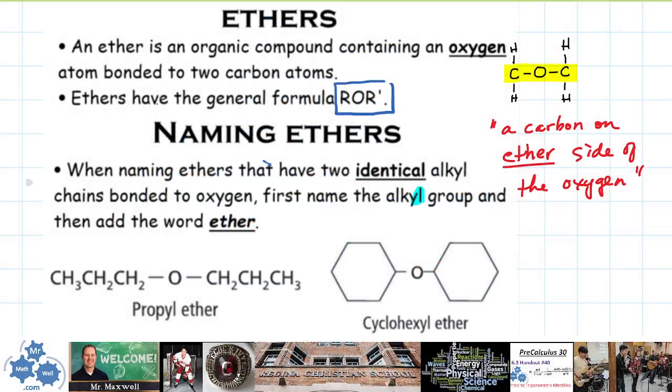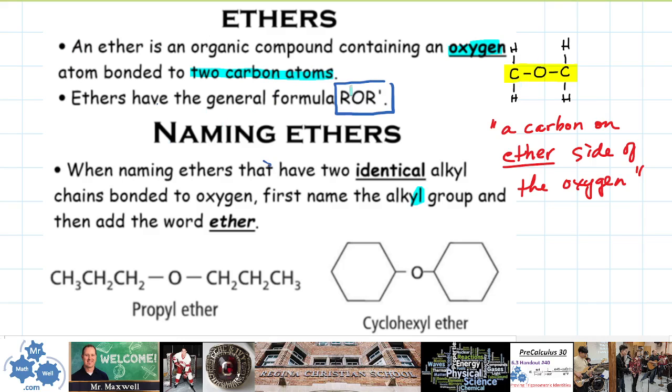All right, Chem 30, let's continue on with our organic chem functional groups. We're talking about the ethers today. Ethers, E-T-H-E-R-S, not eithers. An ether is an organic compound containing oxygen, an oxygen atom bonded to two carbon atoms, like you see over here on the right.